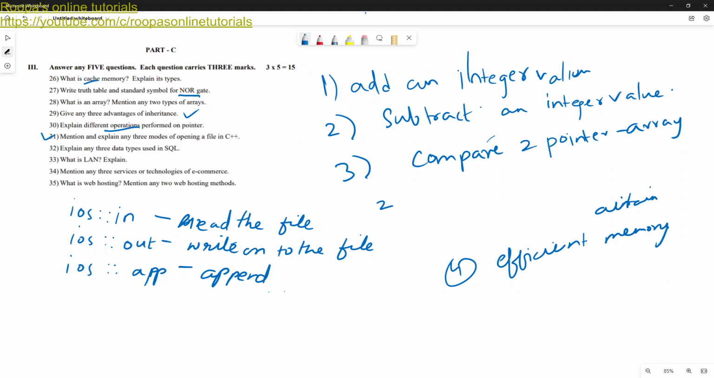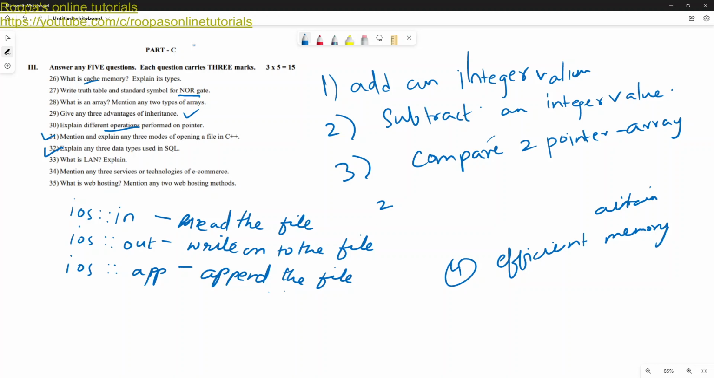Okay, if you want to use it to append the file. So this is also an important question. 3 marks, it will definitely come. Most of the exams have asked it. Okay. Next one, explain any 3 data types used in SQL.